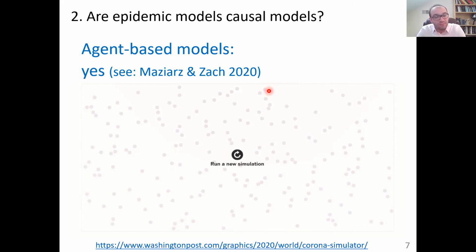Okay, and because mechanisms are typically thought to be causal things in the world, those models that are representing those elements, I think, could also be considered causal models.